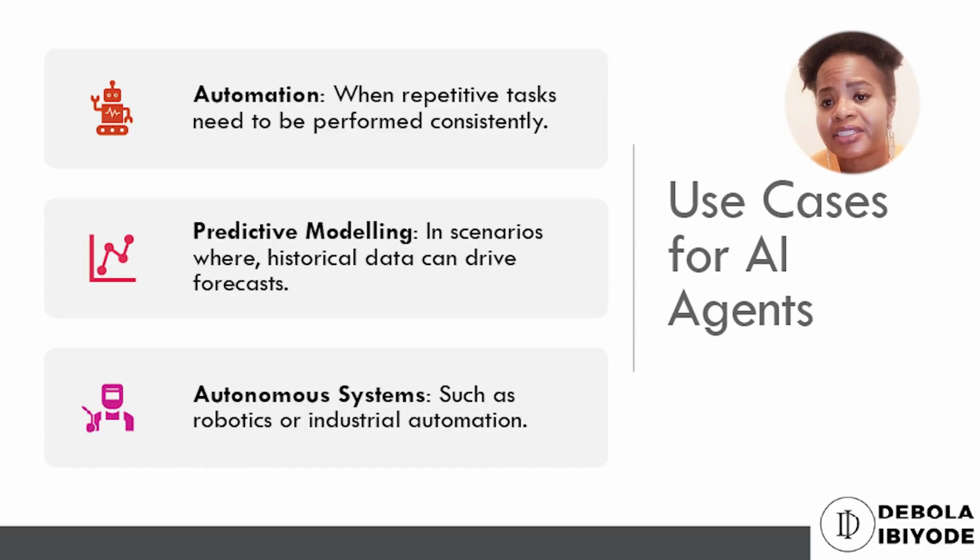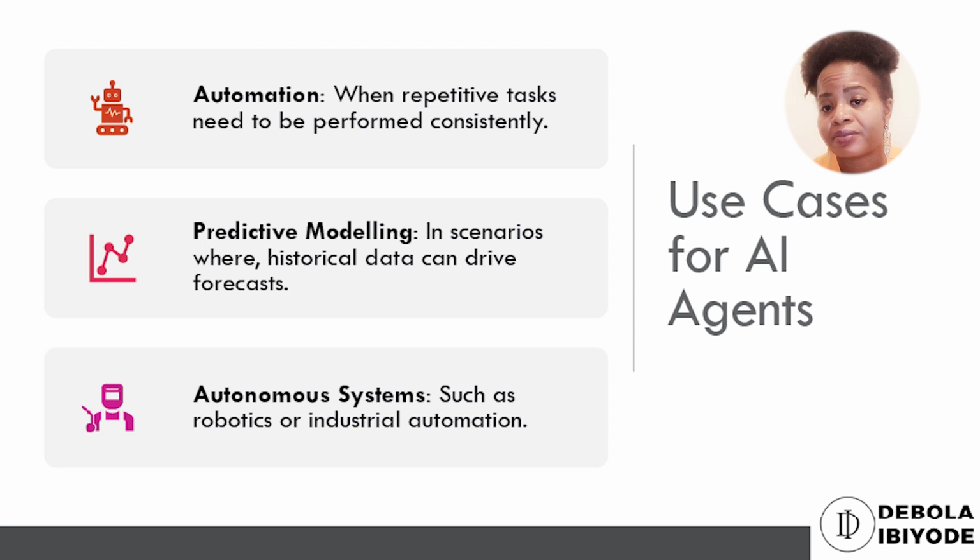Another use case is predictive modeling, where you use historical data to predict future data, or to draw a trend of activities. You find this in financial modeling as well. So predictive modeling tasks are good use cases of an AI agent. Another one is autonomous systems. Like I said, self-driving cars, robotics, or industrial automation, like you'll find in some Amazon warehouses. Yeah, those are AI agents. That's a good use case.